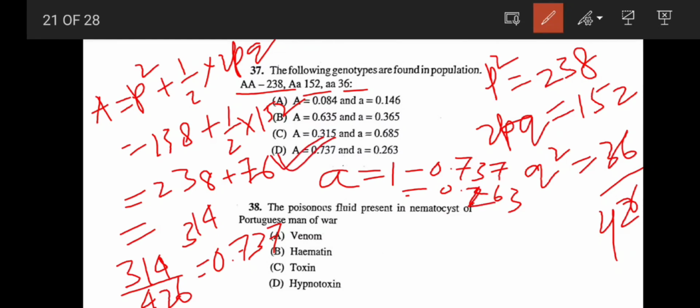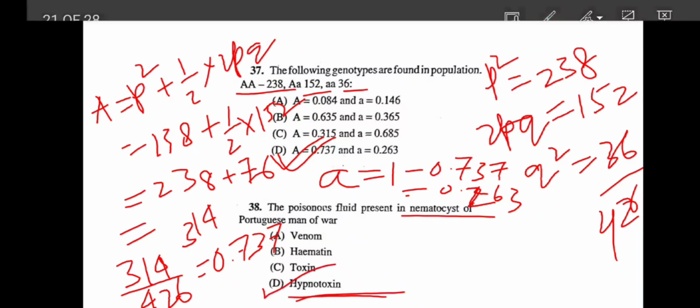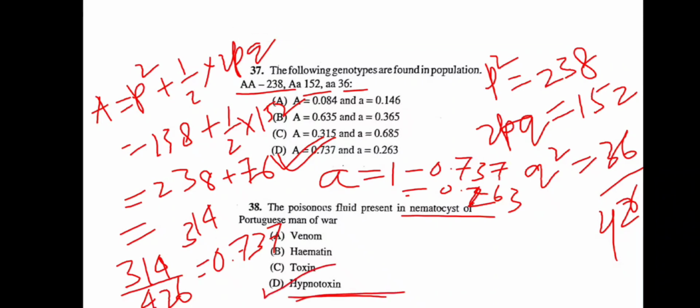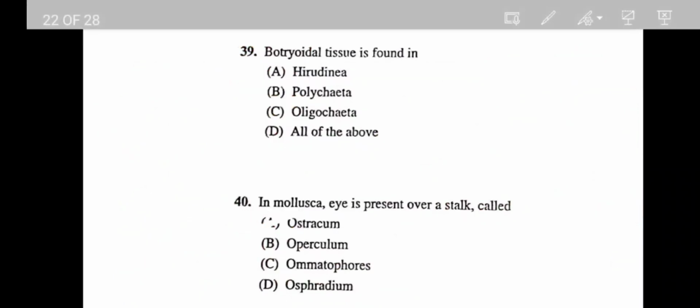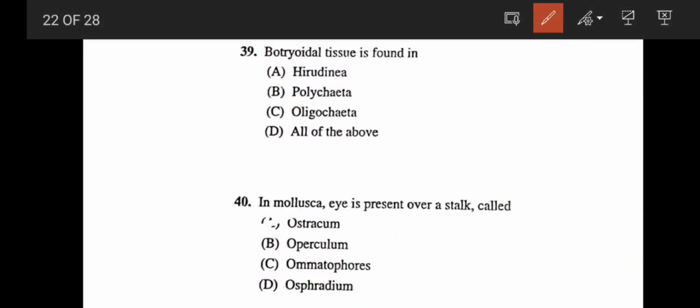Now coming to the question number 38. The poisonous fluid present in the nematocyst of Portuguese man of war or Physalia is known as hypnotoxin. Okay, very, very important one. Hypnotoxin, the poisonous fluid present in the nematocyst. Now coming to the question number 39. The botryoidal tissue is found in the phylum Annelida in class Hirudinea. It is a kind of tissue which invades the coelomic space of Hirudinea. So correct answer is option A.